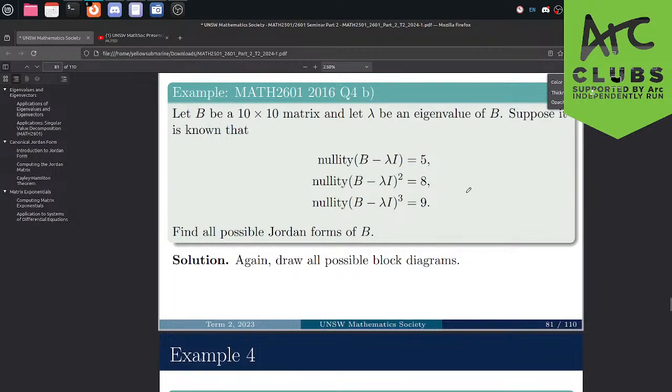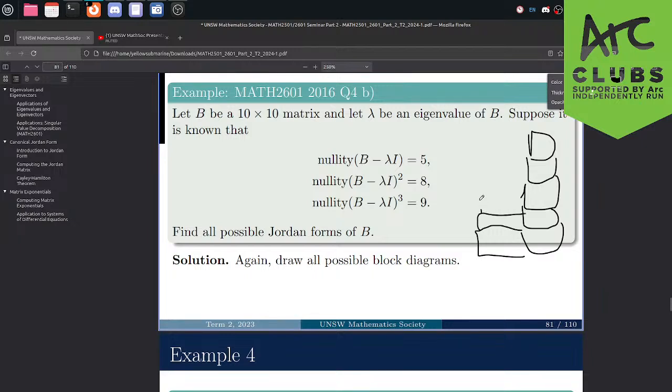Okay, so here's another question. We get these nullities, but this time we want to find all possible Jordan forms. So the way we would do this is, draw your block diagram. You draw 1, 2, 3, 4, 5 blocks for your eigenspace, like your space of normal eigenvectors, for k equals 1. Then you draw 3 more for the 8, 1, 2, 3, and then 1 more, 9. So you draw your final block here, okay?